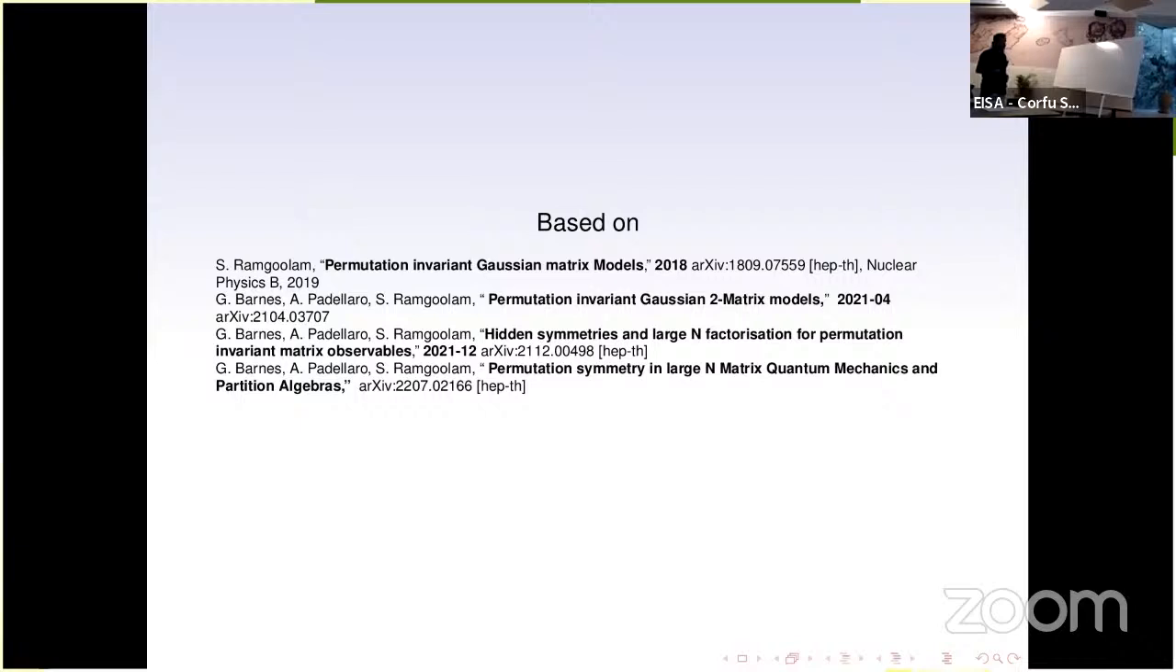And also we're looking at large N matrix quantum mechanics now, not just matrix models, and looking at some interesting physics that comes out of that. And a very important tool will be partition algebras, and I'll explain why these come up.